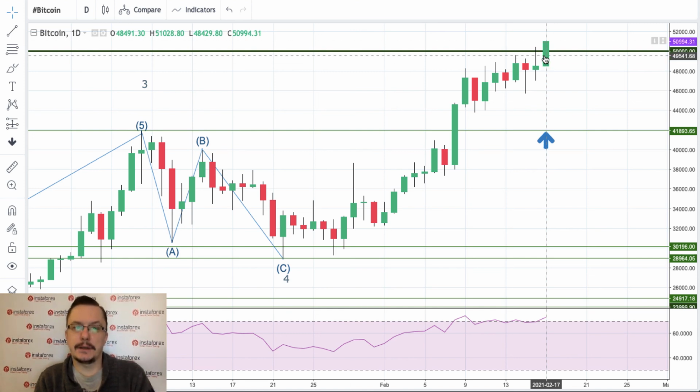The next target for Bitcoin is $60,000, because we are marking these levels every $10,000 because we are in uncharted waters anyway. So any level is good, but $60,000 is the next logical target for Bitcoin before any kind of a major correction. So please keep an eye on the current developments on this main and most popular cryptocurrency.